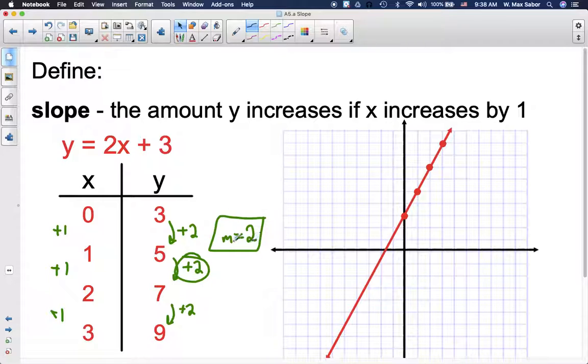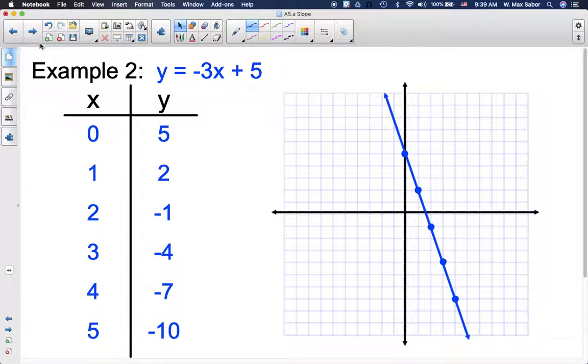For some reason, we use m to represent slope. You can also see this on the graph, where every time we go right 1, we are going up 2. And here, you will also see the slope as part of the equation. Typically, it's the coefficient of x when it's written in this form. So that's the idea of slope, represented in 3 different ways.